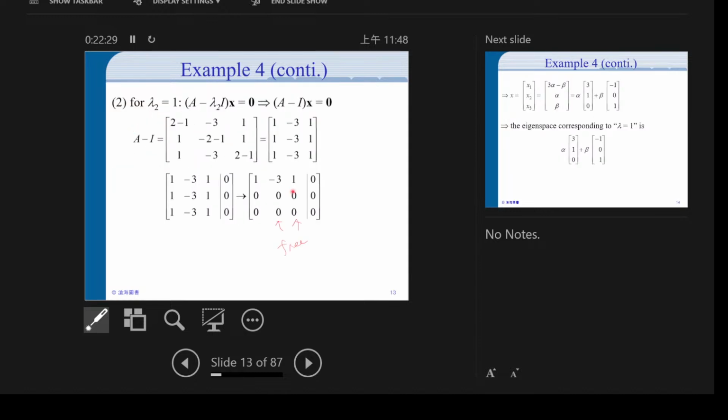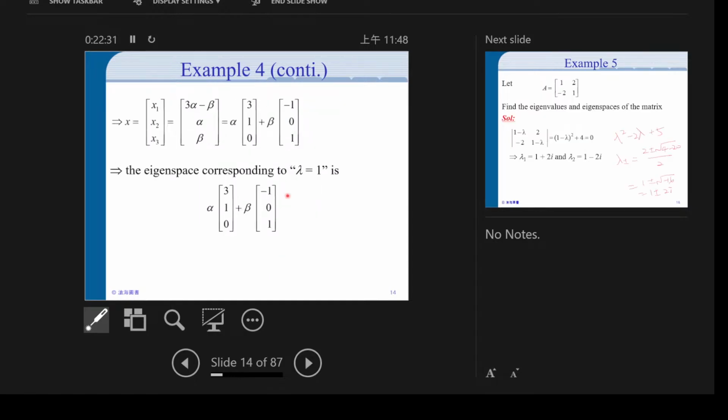Now this null space is a two-dimensional space, and our vector can be any linear combination of 3, 1, 0 and minus 1, 0, 1, with alpha and beta not both equal to 0. So the eigenspace is the space spanned by those two vectors, 3, 1, 0 and minus 1, 0, 1. So we have two linearly independent eigenvectors here, so it's a two-dimensional space.